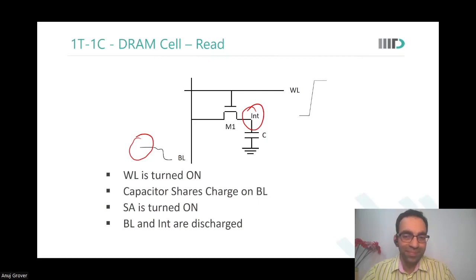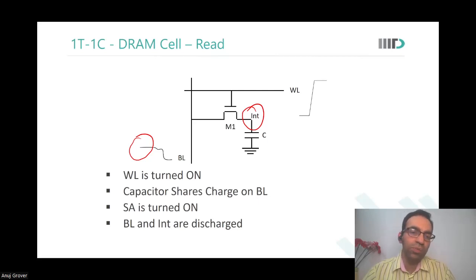So sense amplifiers, why is it charging bitline or INT? Like why are we talking about the sense amplifier charging bitline or INT? Yeah, because it arises from my question that I was asking after this.